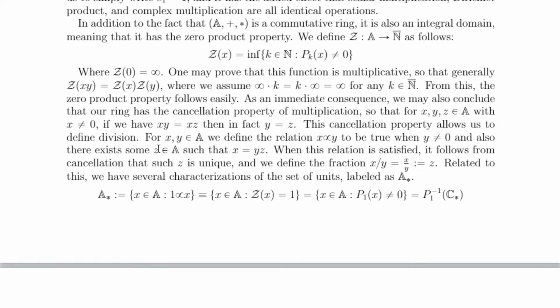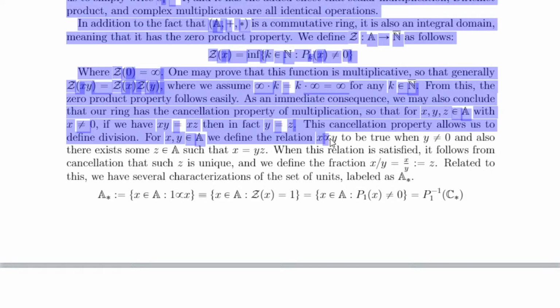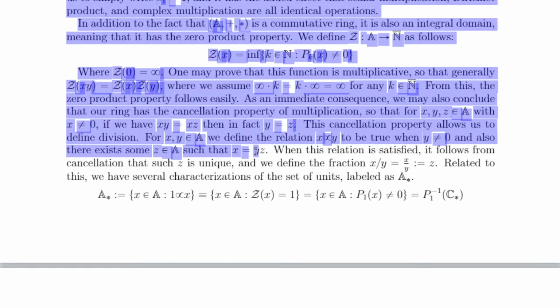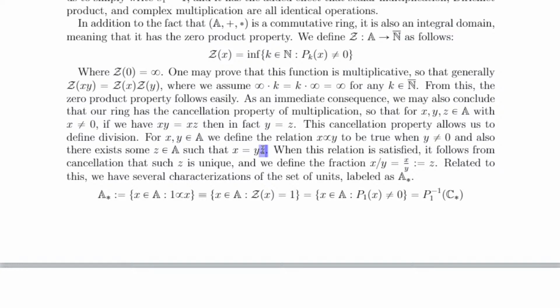So if x is equal to y times z, given that y is non-zero, which was our first condition on this proportionality to be true, then we can sort of cancel off this y. This z that satisfies x equals y times z is actually unique. There's no other z that could satisfy this relation between x and y.